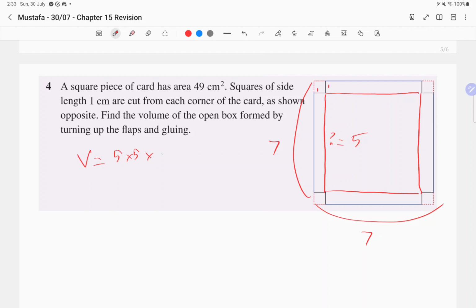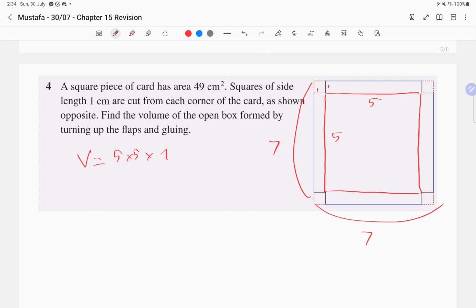By another 5? Wait, so... No, by 7. Not by 7. Volume of the open box formed by... What's the height? It's 1. Why is it 1? You cut the square of length 1.